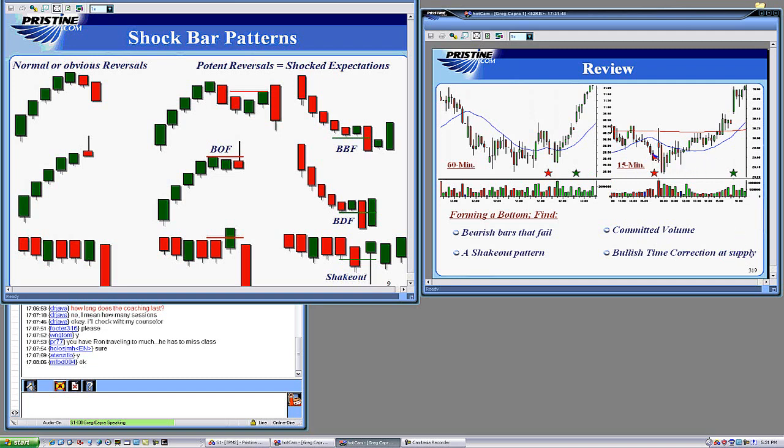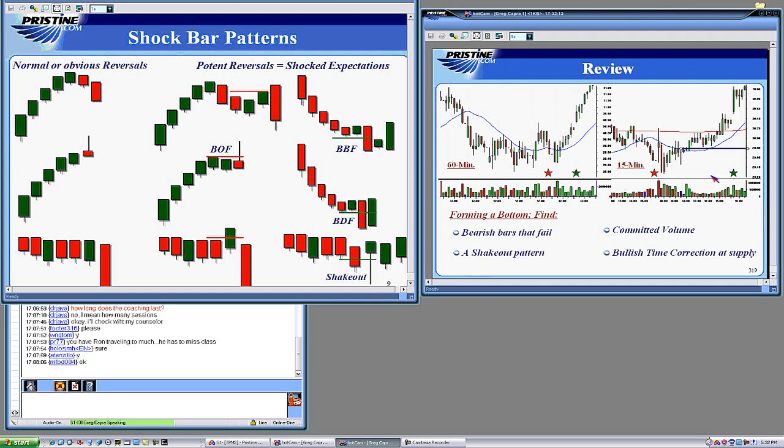Time corrections at supply. Areas of resistance, which is an area of supply, by definition. The attempts to move lower, where sellers are coming in, don't follow through. We see red bars ignored. They turn back up again. We see bottoming tail bars form.